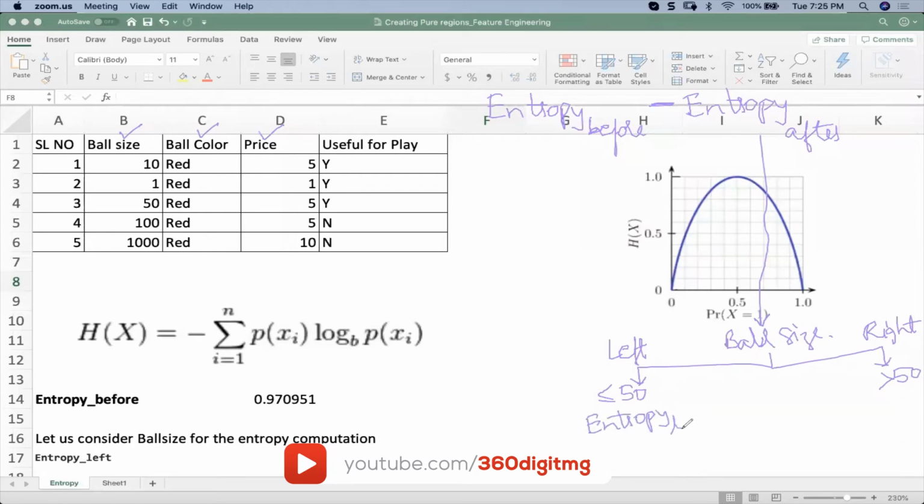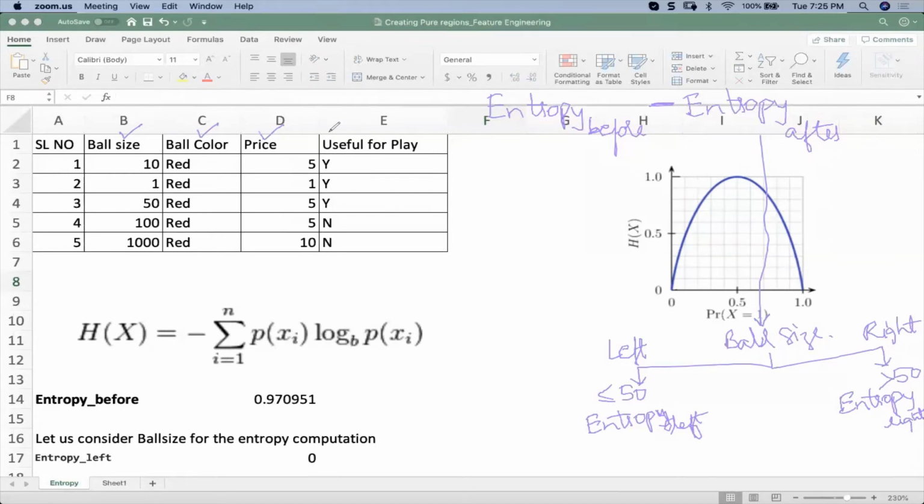for the left side separately, and you have to calculate entropy for the right side separately. After calculating these two, you add them and you get entropy after. Then you subtract entropy before and after, which gives you nothing but information gain. How much information is available in each and every variable? That's what you'll come to know.